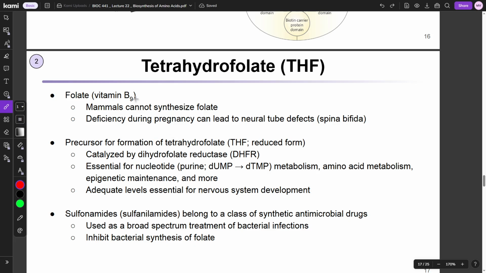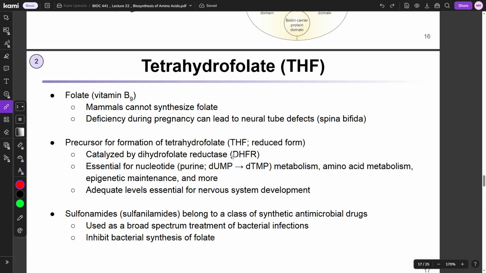Tetrahydrofolate is vitamin B9. I talked about this in terms of pregnancy, how it's important for cell division and stuff like that. Mammals can't actually make this, and like I said, deficiency during pregnancy leads to neural tube defects. So essentially, folate is a precursor for the formation of tetrahydrofolate. Folate is the normal version, but tetrahydrofolate is the super reduced form of it. And the formation of THF from folate is actually catalyzed by dihydrofolate reductase.